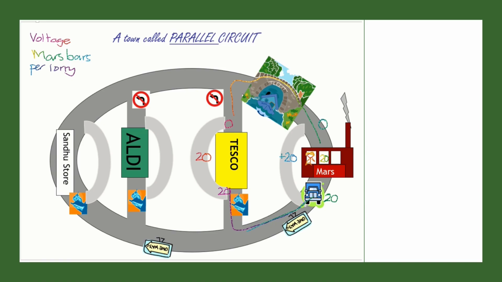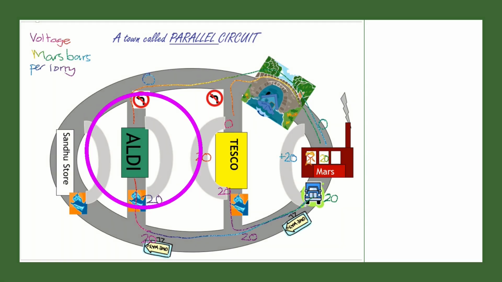This lorry down here, it's going to go to Aldi. Well, we know it's got 20 boxes here. It's got 20 boxes here because it's not made any deliveries. If it delivers to Aldi, it's only going to make a delivery to Aldi. Can't go to Sandu stores, has to go this way and over the bridge. So therefore, again, it must have none here. So it's got 20 here. It's got 0 boxes here. So it must have delivered 20 to Aldi. How strange.